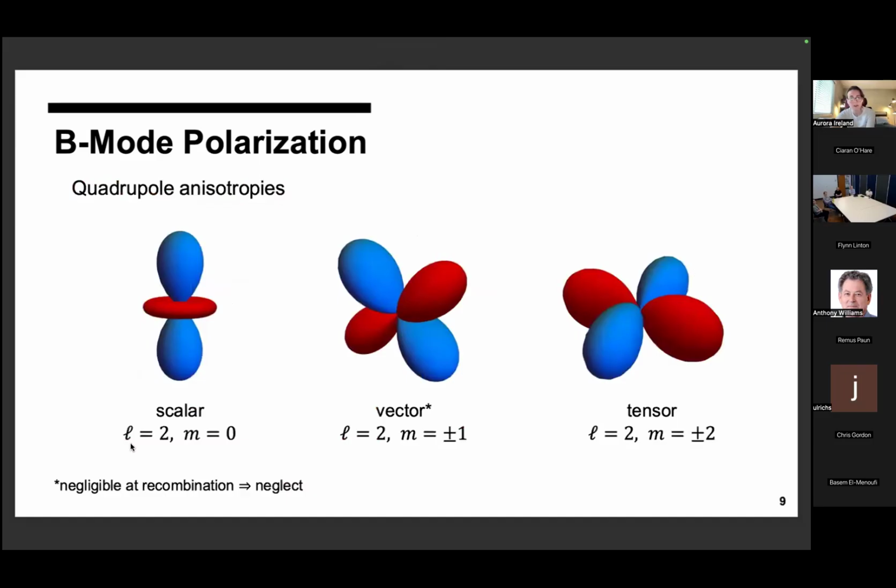Quadrupole anisotropies come in scalar, vector, and tensor types. The thing is, density perturbations will give you scalar. In principle, vorticity can give you the vector, but this is going to be negligible at recombination, so we're going to forget about this. And then the tensor pattern, that's only going to come from gravitational waves.